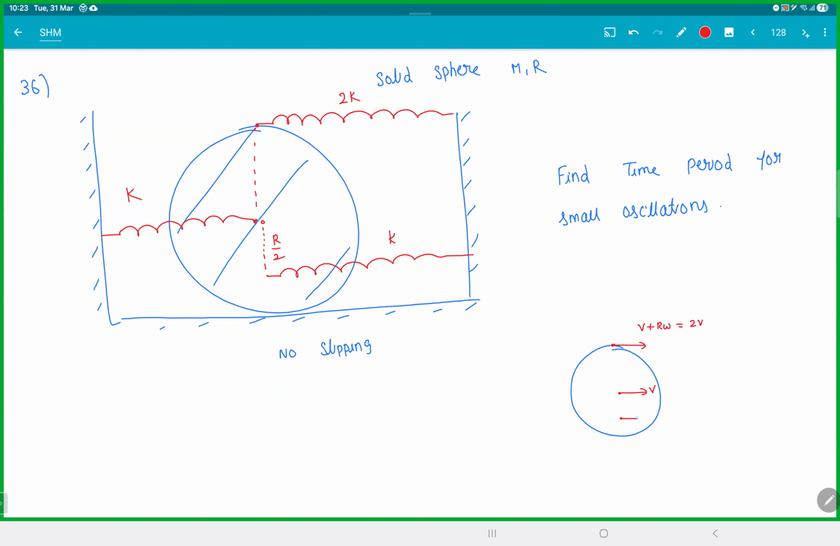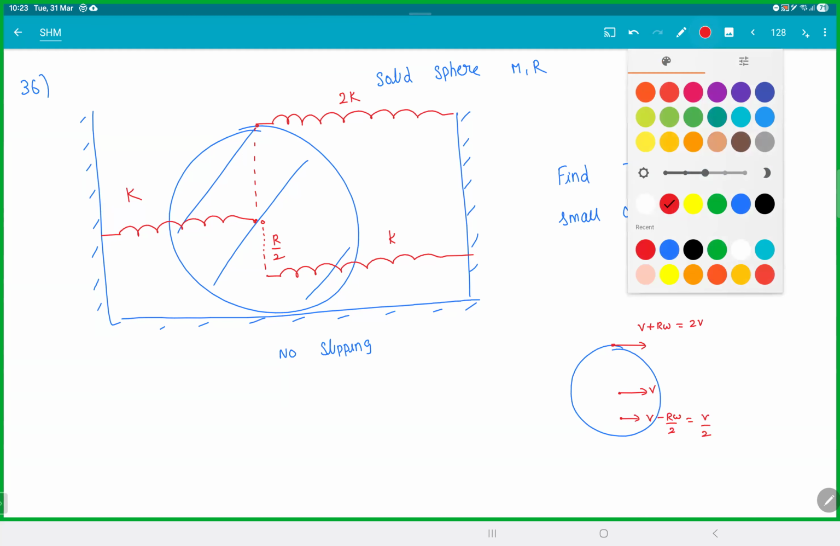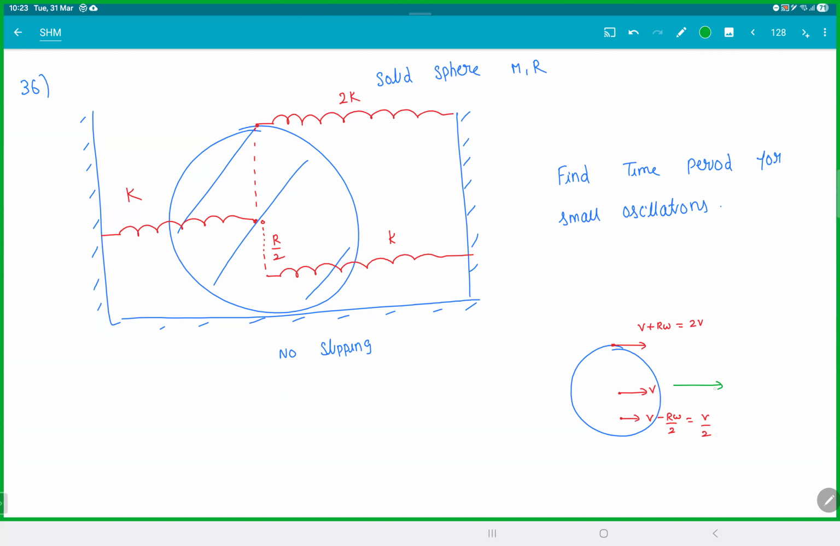This point is v minus r omega by 2, which is v by 2. So this is the first thing. All the springs will not compress by the same amount. If the central spring elongates by x, then this point will travel 2x, and this point will travel x by 2. I hope you figured that part first.